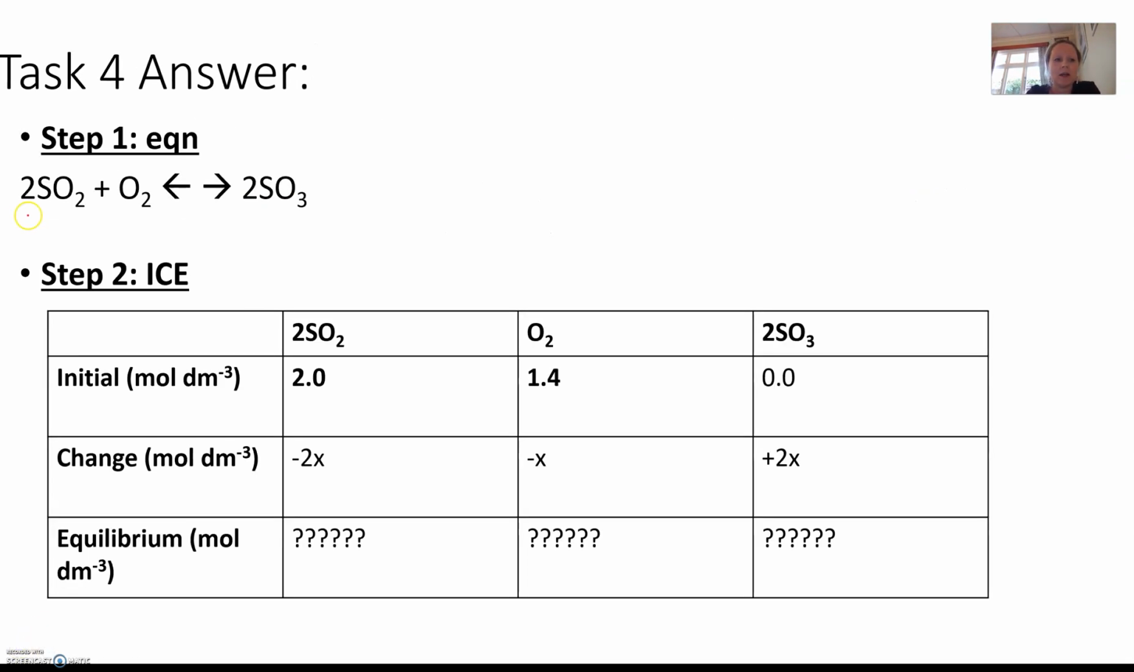So here's the equation. SO2 plus O2 goes to SO3, and to balance it, it's a 2 to 1 to 2 ratio. So we look at the information you're given: 2 here, 1 here. Now that's all we were given, okay? So we know that the change has to be -2 here because it's a 2 ratio, -1, and this has to go up by 2, but we didn't have anything else.